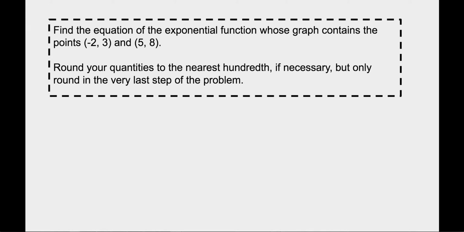Find the equation of the exponential function whose graph contains the points (-2, 3) and (5, 8). Round your quantities to the nearest hundredth if necessary, but only round in the very last step of the problem.